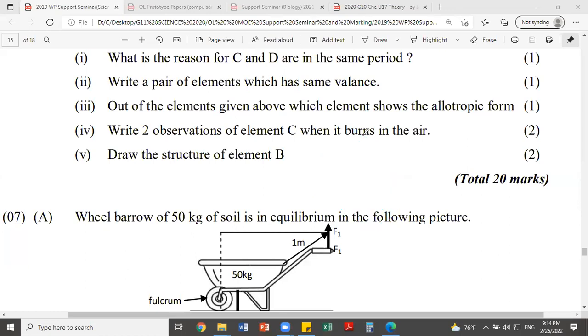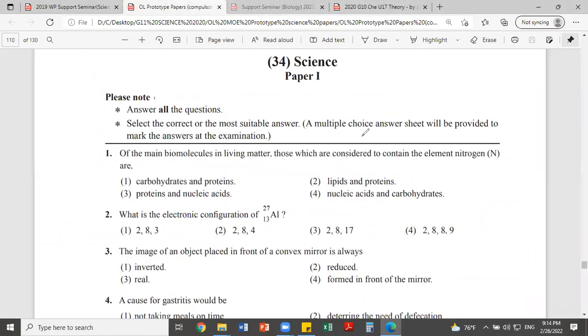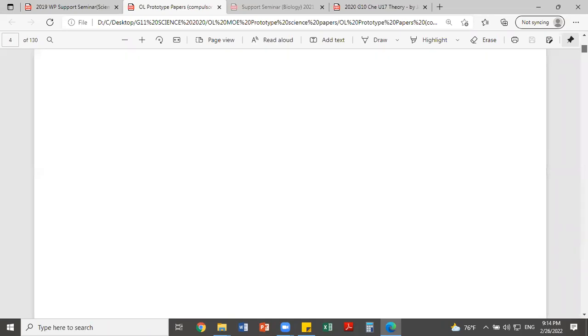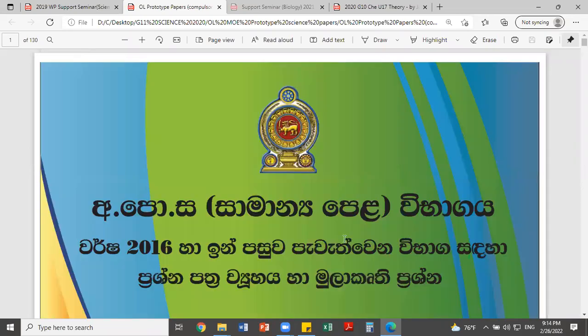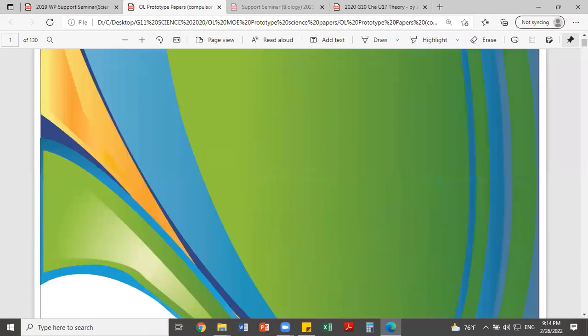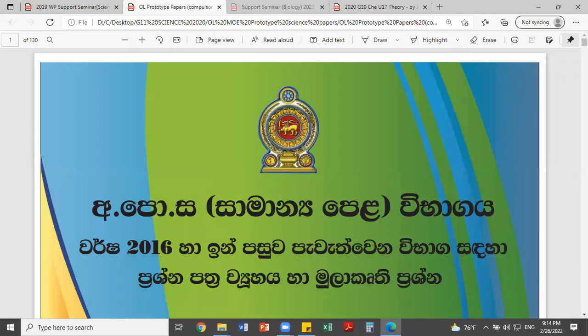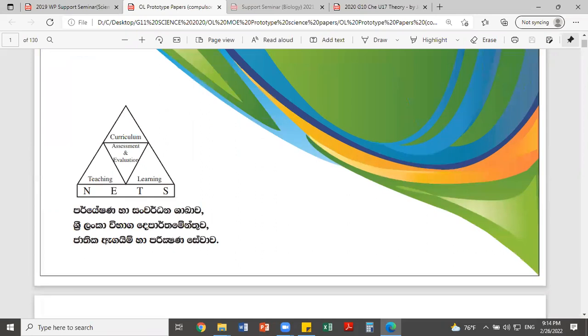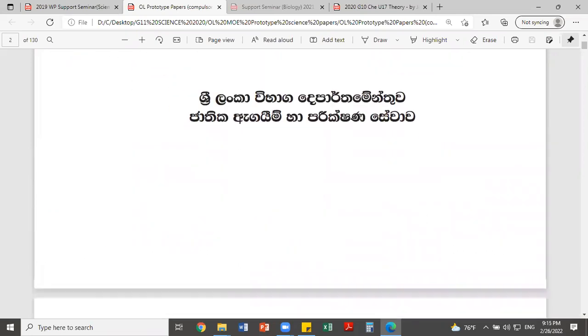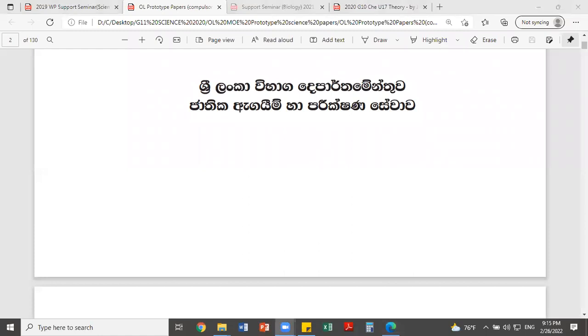Now I'll move to the prototype paper for the compulsory subjects. If you are going to do Sinhala, maths and the other subjects also, please try to do this paper. I have shared this in your WhatsApp group. Any newcomers who have not got this PDF, please send a request after the class and I'll forward it to your WhatsApp. These prototype papers are from the Department of Examination. When they introduce a new syllabus, for the first batch they release a series of prototype papers like this for the main, compulsory subjects, with the structure of the paper.